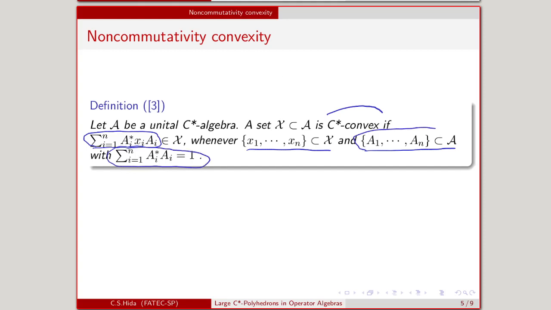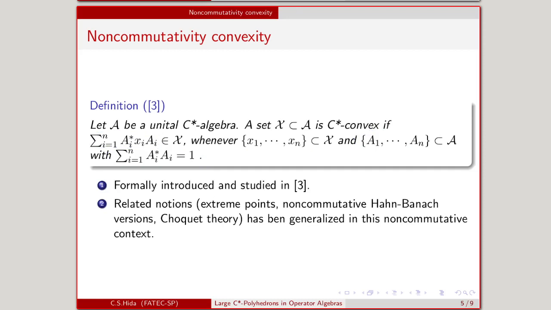This definition was formally introduced and studied in the reference three that I will give at the end of the talk. We can think about this definition as a non-commutative version of convex sets in Banach space. Some results about convex sets in the classical sense, like results about extreme points, a non-commutative version of Hahn-Banach, and Choquet theory, have been generalized using this notion of non-commutative convex sets.